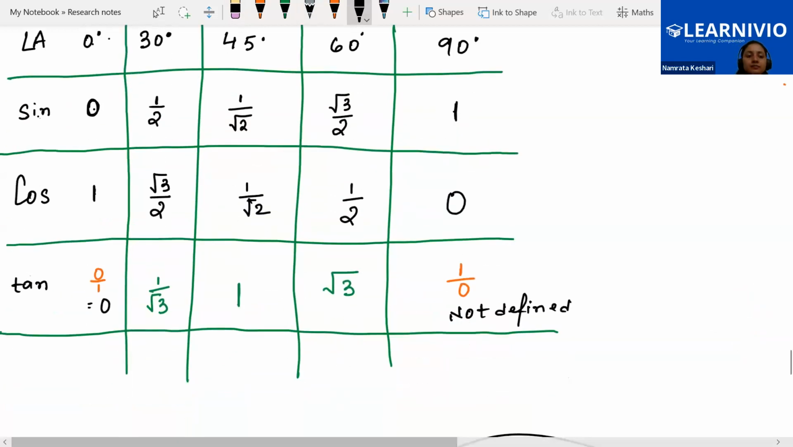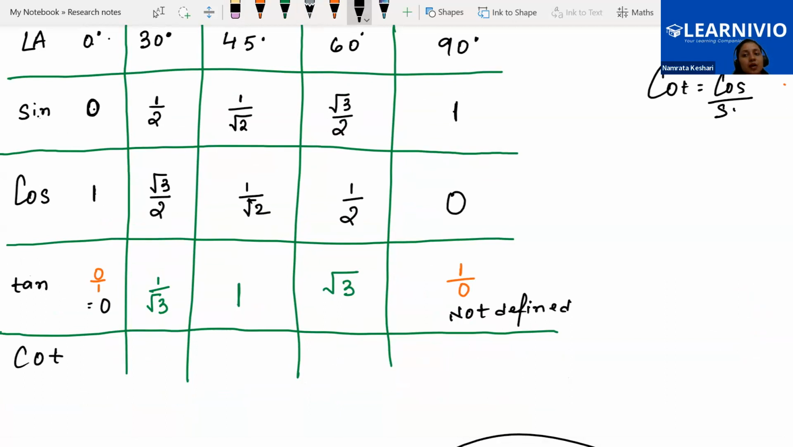Let's find the cot. Cot 0, cot 30. Cot is just the reverse of tan, or cot is also cos by sine. There are two ways for finding cot: cos by sine, or we can write cot as a reciprocal of tan. Whatever tan we are having, we will take that one's reciprocal and we will get cot. But we have to be careful with the 0 and 1 scenario, because that can create confusion. So when we are having 0 and 1 scenario, we will take cos by sine.